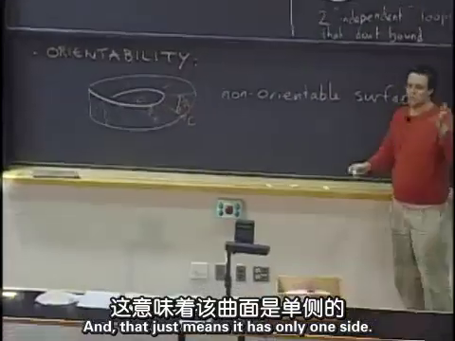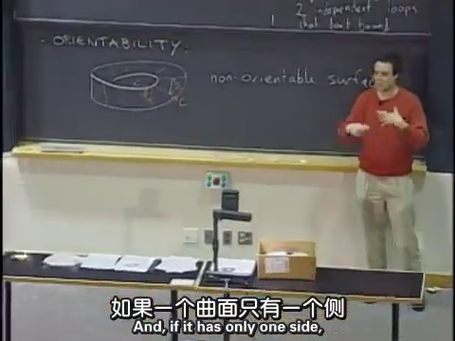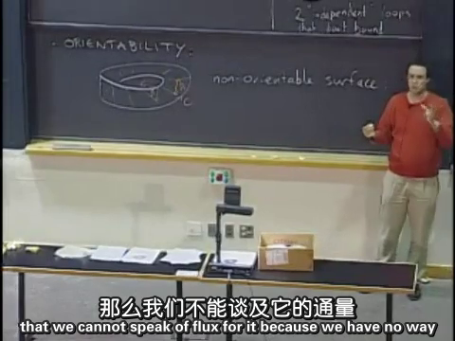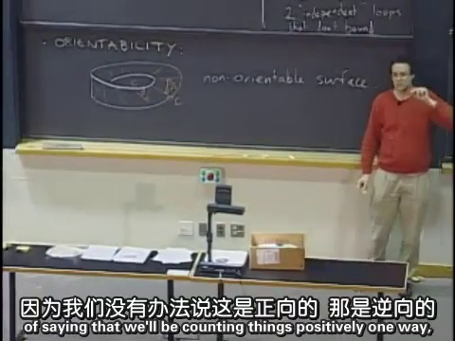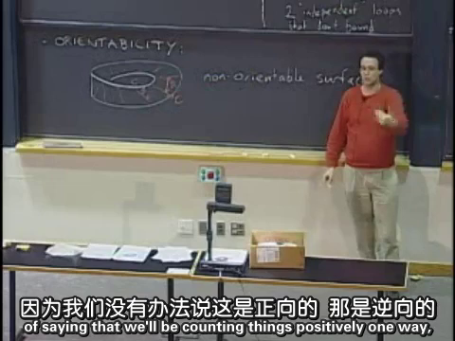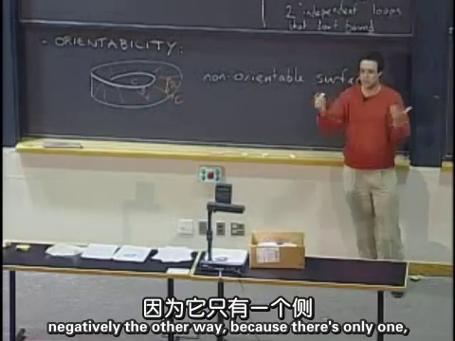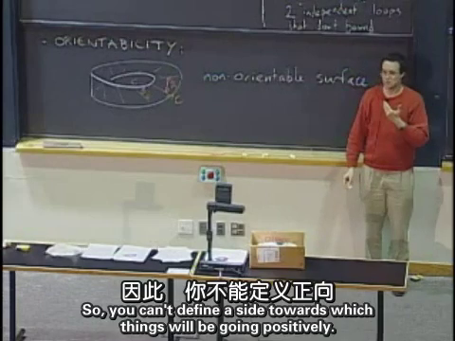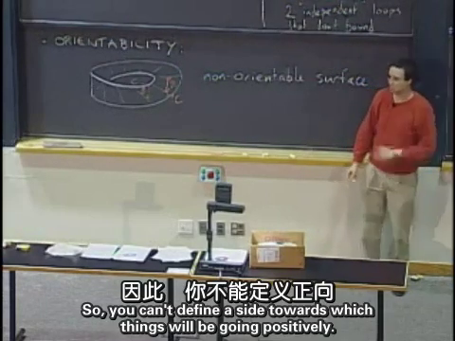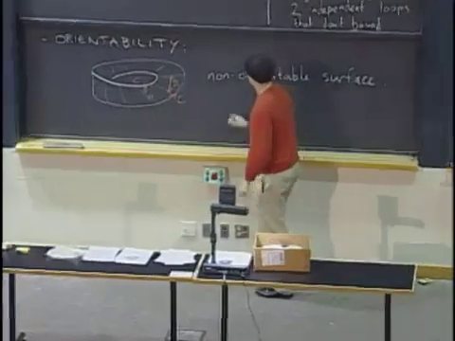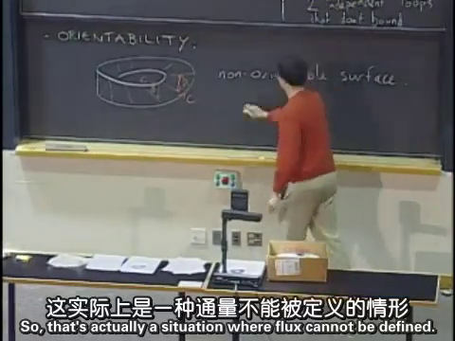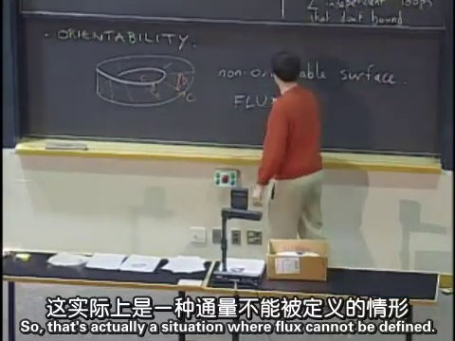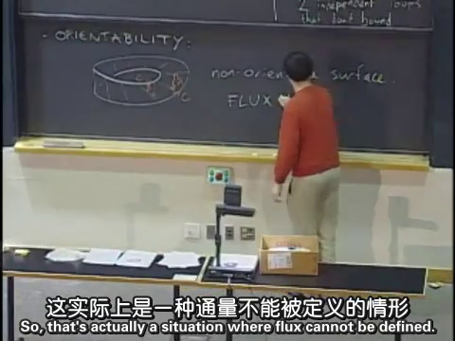And that just means it has only one side. And if it has only one side, then we cannot speak of flux through it, because we have no way of saying that we'll be counting things positively one way and negatively the other way. There's only one side, there's no notion of sides, so you can't define a side towards which things will be going positively. So that's actually a situation where flux cannot be defined.